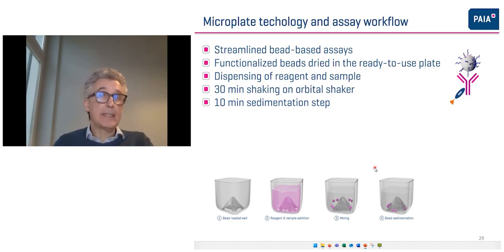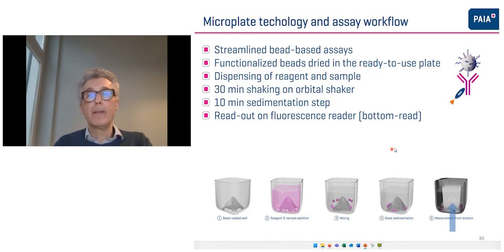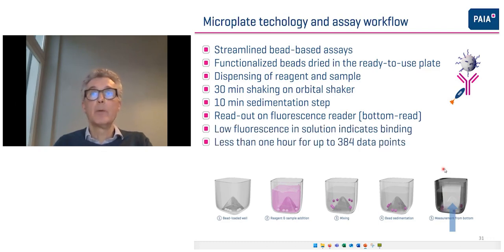We then stop the shaking so that the beads can sediment, and you can see here that the pyramid is directing the beads to the sides and the bottom of the well. And then in the last step of the workflow, we measure the fluorescence from the bottom on a plate reader. And you can see that this pyramid does two things. As I already said, the beads are directed to the sides and the bottom. And also this pyramid serves as a measurement window, so that when we measure the fluorescence from the bottom, we only measure the fluorescence which is left here in the solution. So whenever we see binding, we see a drop of fluorescence, and that's important to keep in mind. So low fluorescence in our assay always means that binding has taken place.